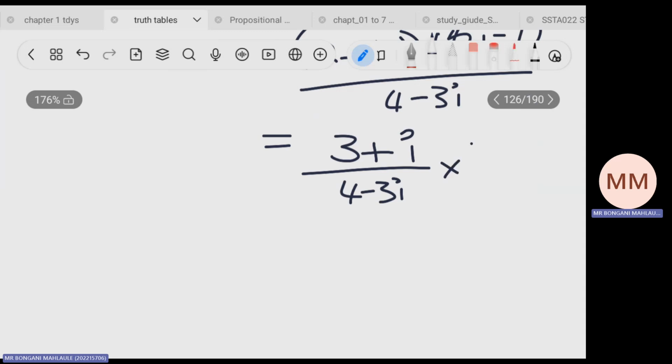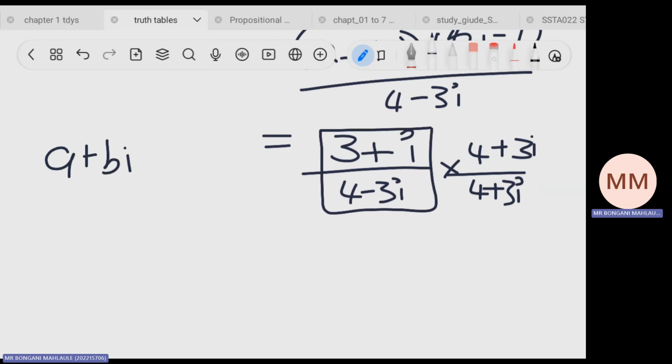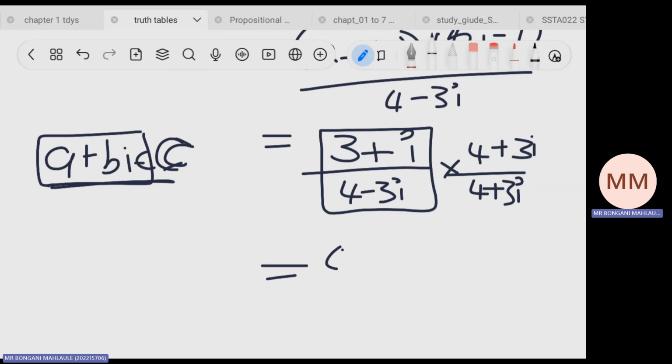Then from here, we'll have to rationalize this, so that we can have what? A plus bi. Remember, we don't want a fraction. We want this to be in the standard form of a complex number. This must be an element of the complex numbers. So after rationalizing, let's see what we're going to get.